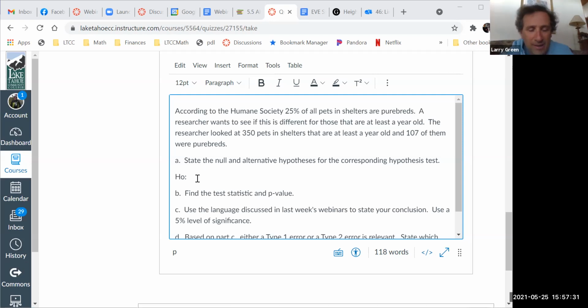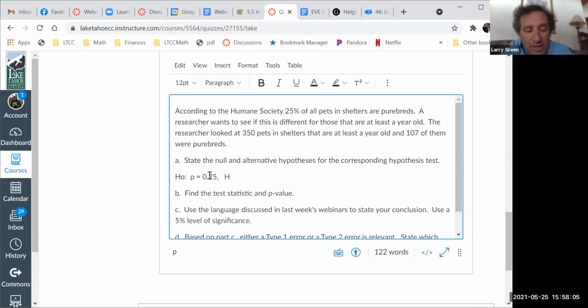So that means P. And then with H naught, it's always going to be equal to. And then what number comes next in this case? Shouldn't be too hard. Yeah, 0.25, because that is the status quo of pets, all pets, not just the 1 year olds and older. So that's going to be 0.25.